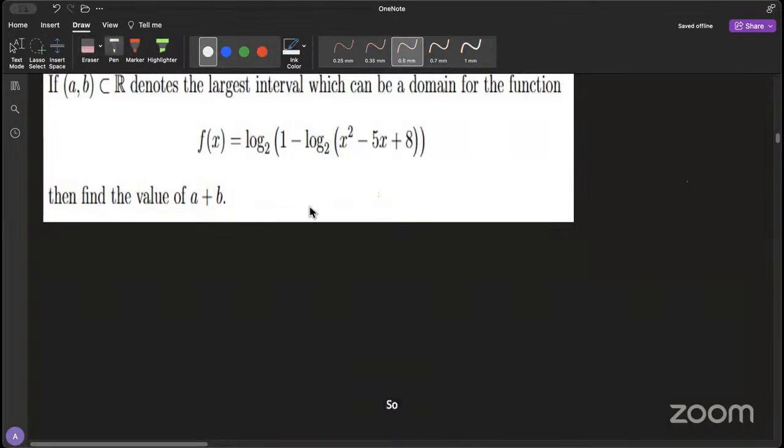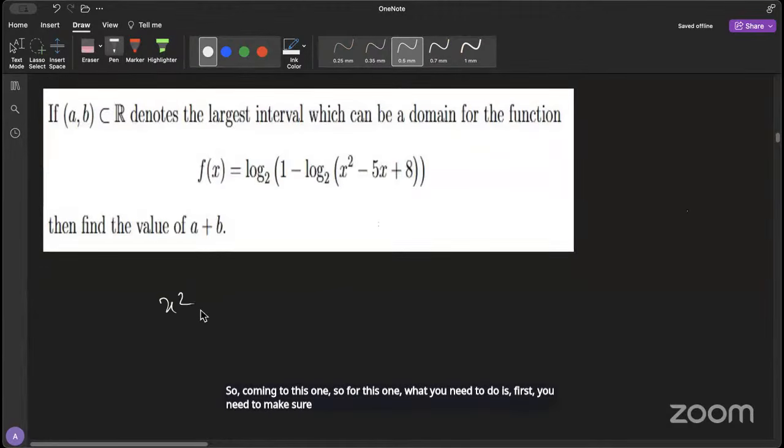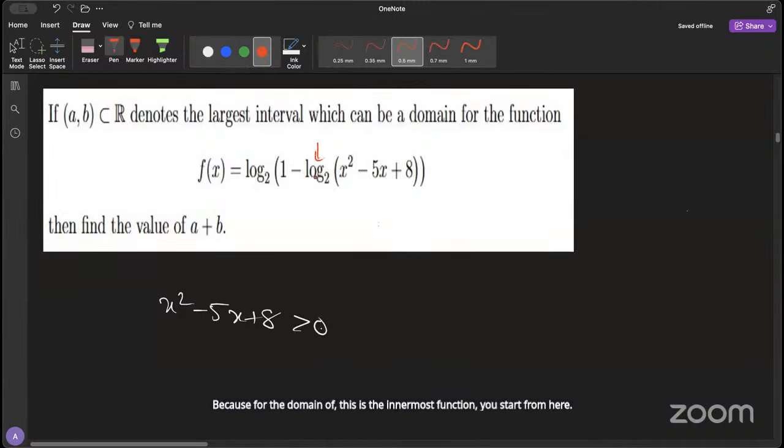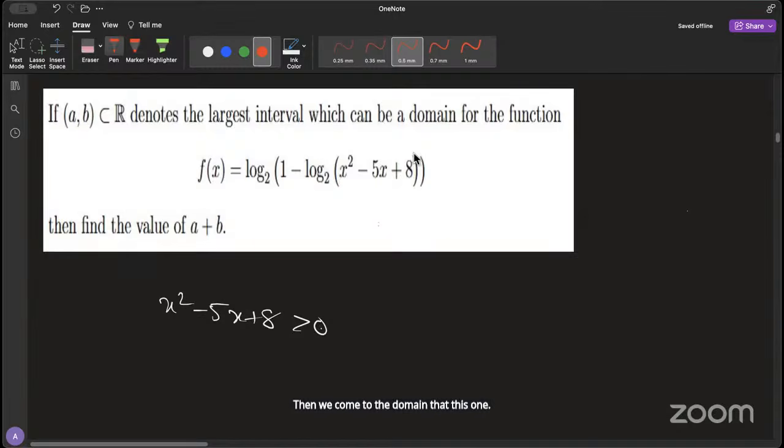So coming to this one, first you need to make sure that x square minus 5x plus 8 should be greater than 0, because for the domain, this is the innermost function, so you start from here. Actually, the innermost function is this x square minus 5x plus 8, but it's valid for all x. So we don't have to find the domain of this one, because the domain will be all real numbers. Then we come to the domain of this one.